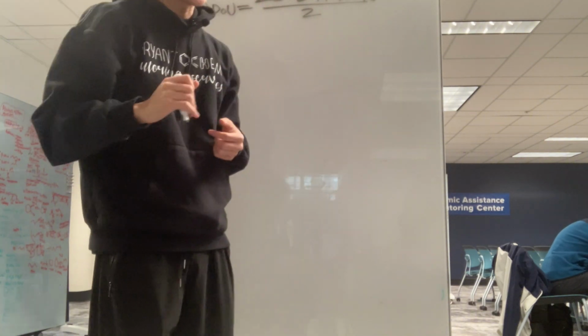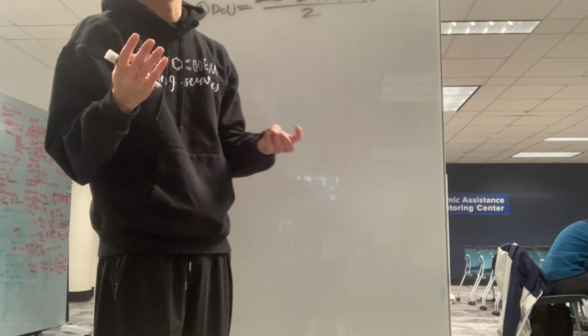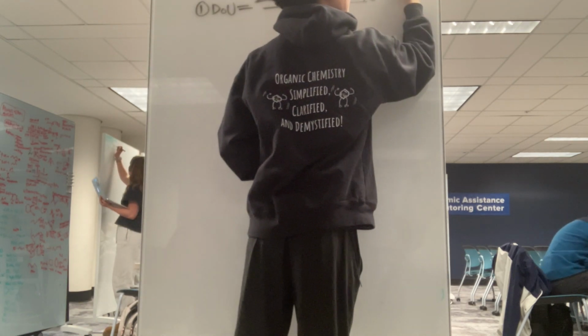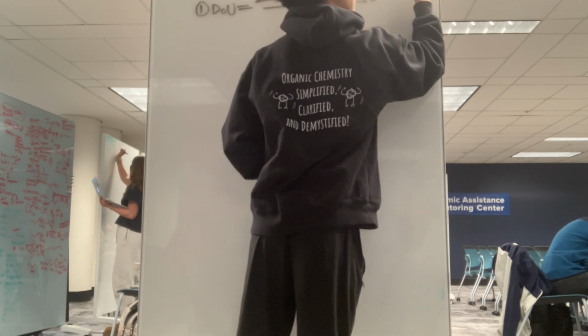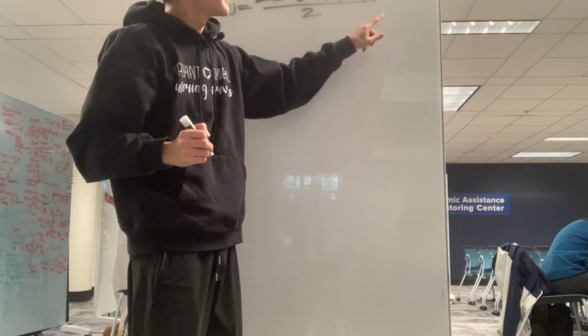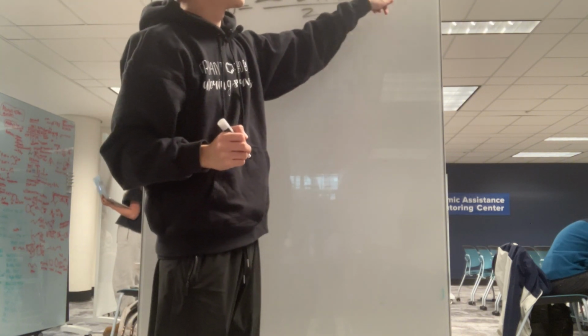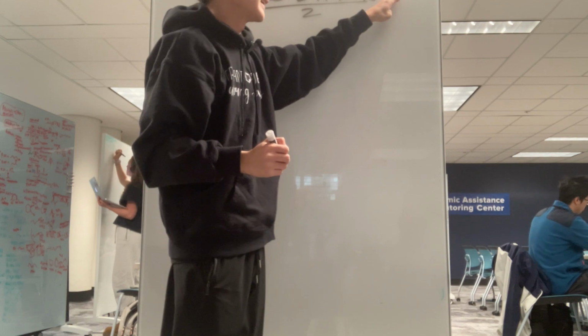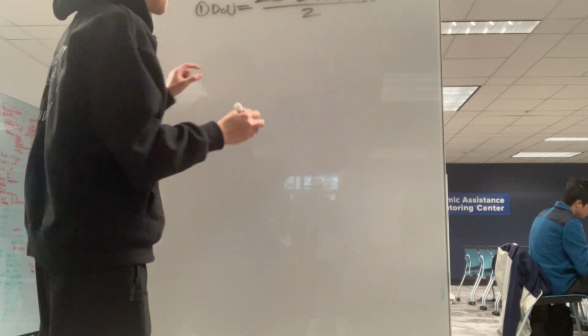So if you have at least 4 DOU, you're most likely going to have something called a benzene ring, right? Because there are 3 double bonds and 1 ring. 3 plus 1 is 4. So when you have at least 4 DOU, then you most likely have a benzene ring.